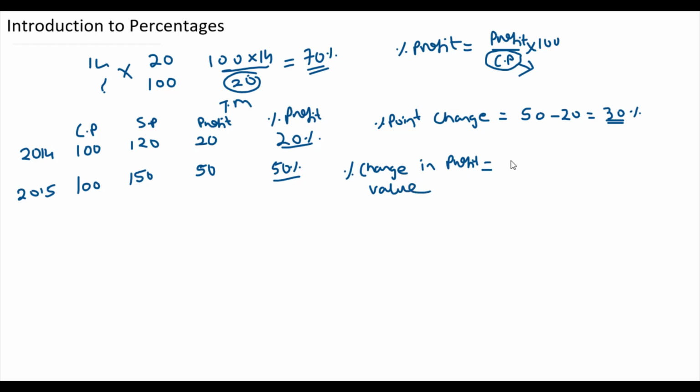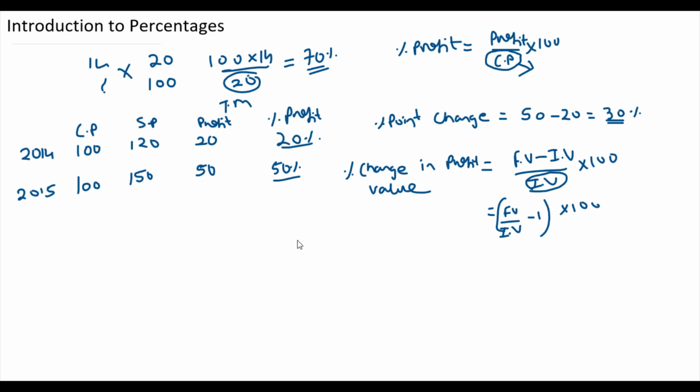In any quantity, the basic formula for this is percentage change is given by final value minus the initial value upon the initial value into 100. Here the base will always be your initial value. This formula can also be written as final value upon initial value minus 1, into 100. You can use any of these two formulas as per your convenience. In this case we will use the first formula.